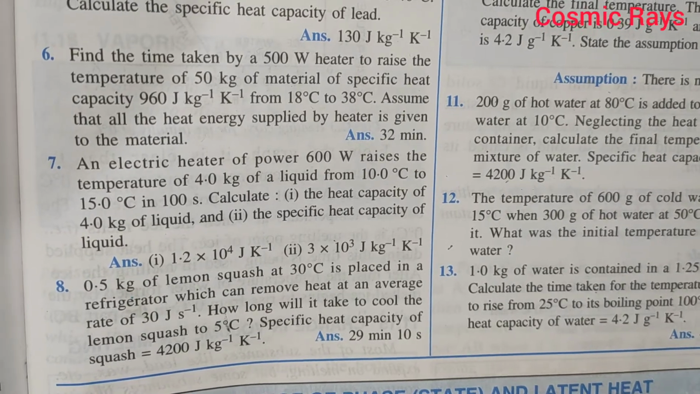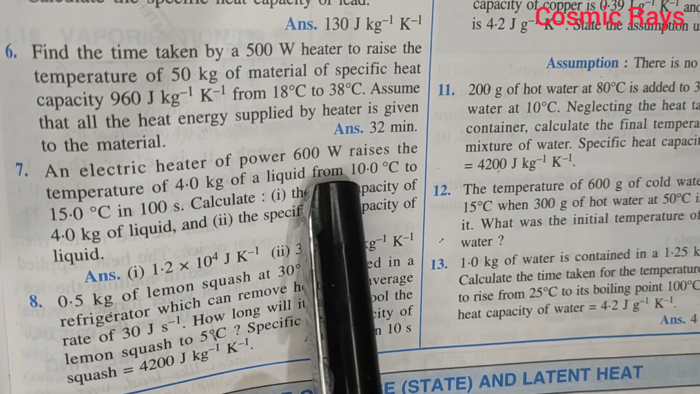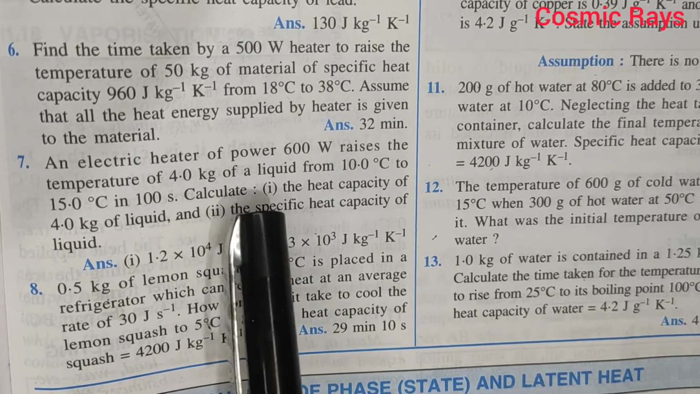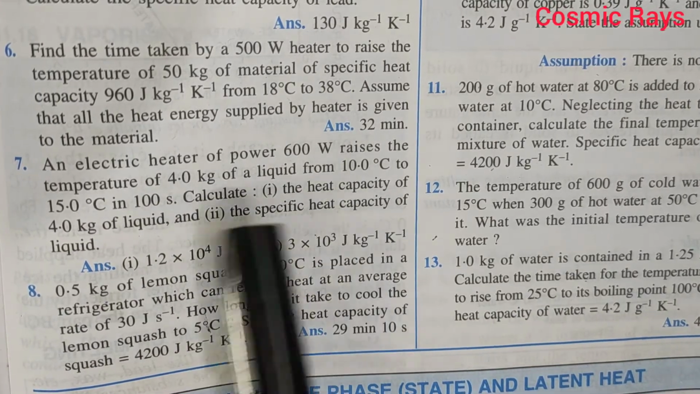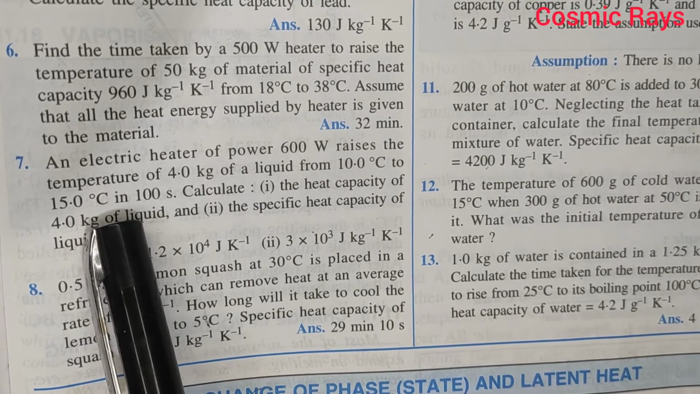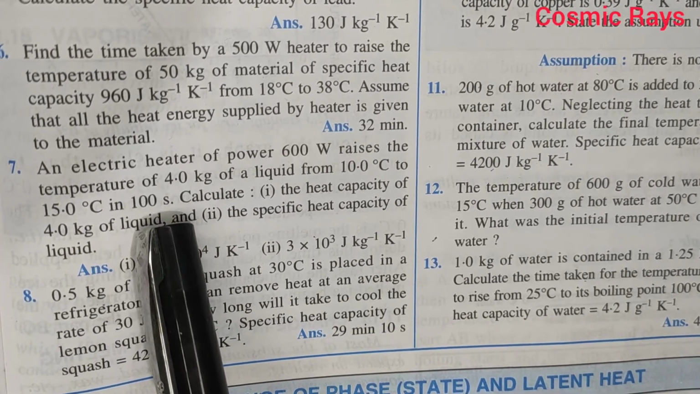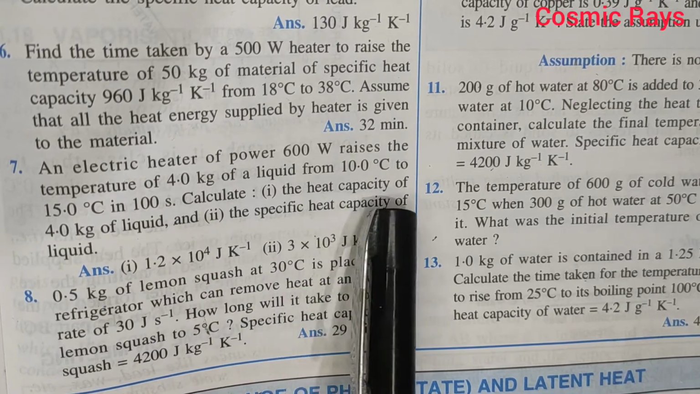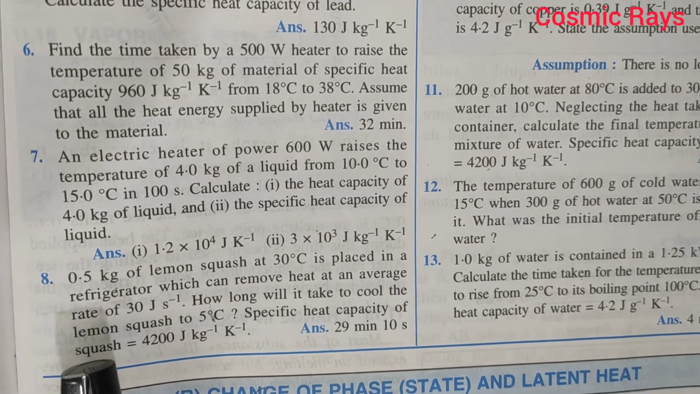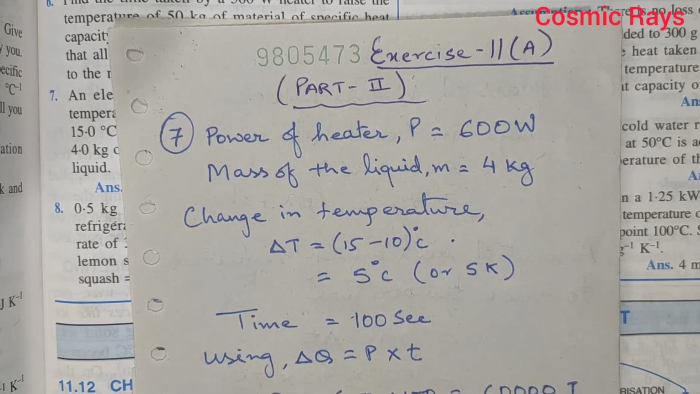It says an electric heater of power 600 watt raises the temperature of 4 kg of a liquid from 10 degrees Celsius to 15 degrees Celsius. That means the rise in temperature is 15 minus 10, 5 degrees Celsius, in time 100 seconds. We have to calculate the heat capacity of the liquid and specific heat capacity of the liquid. We have written the given things.